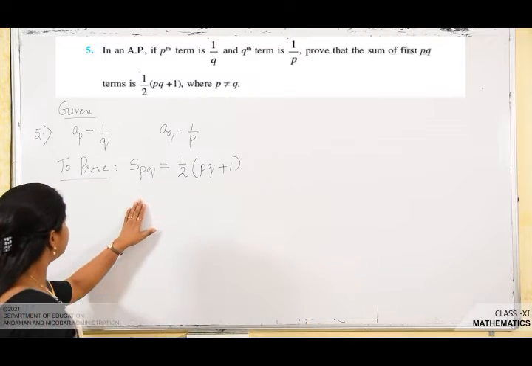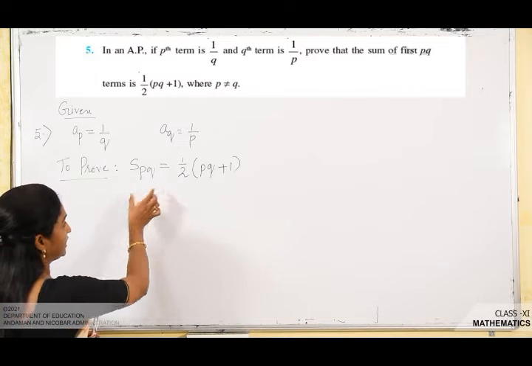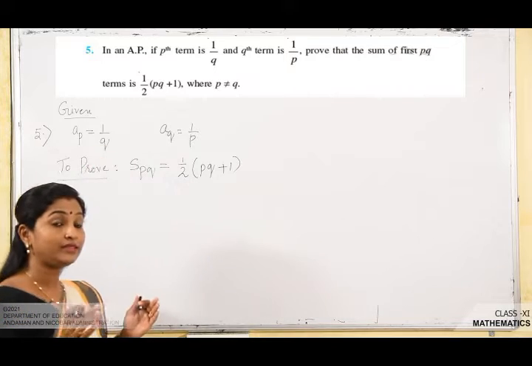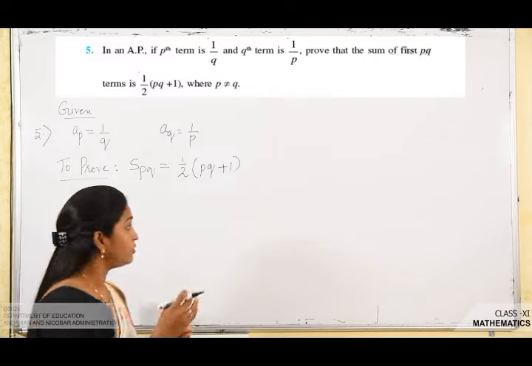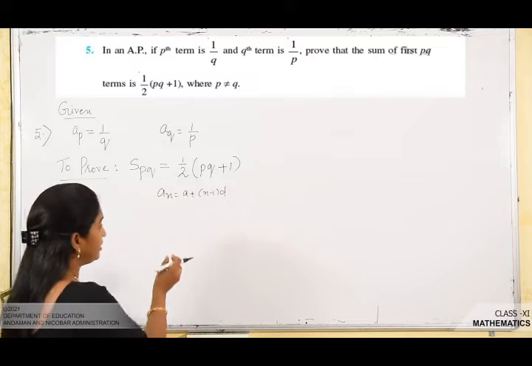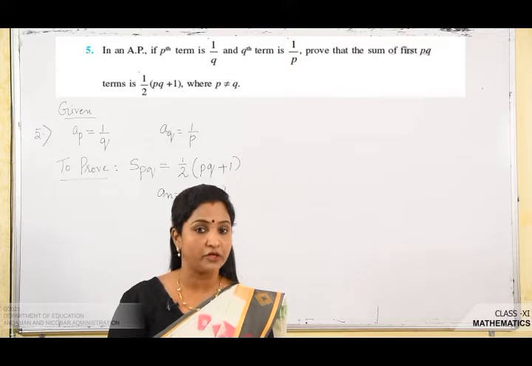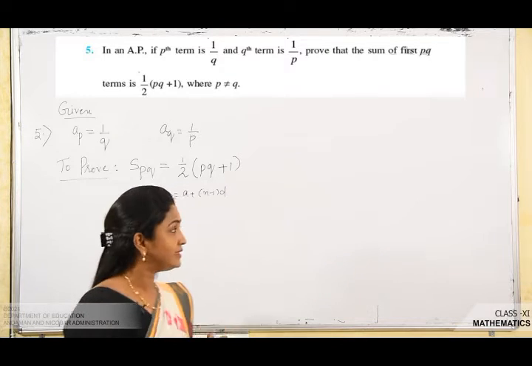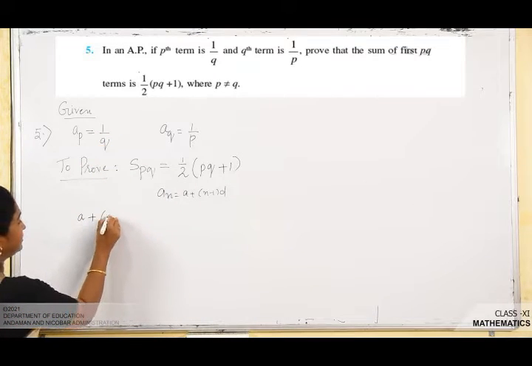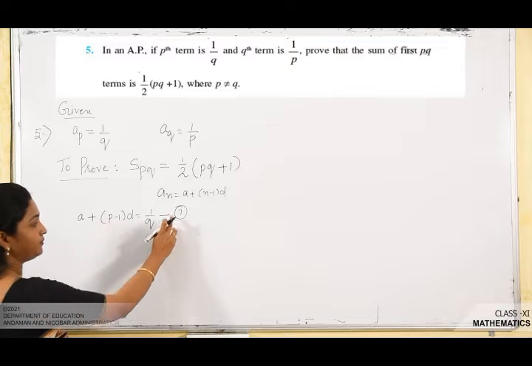Now if you see this question, a_p is given to be 1 by q and a_q is given to be 1 by p. You have to prove that S_pq is equal to half of (pq plus 1). So you have to remember the nth term of an AP: a_n is equal to a plus (n minus 1) into d. Here it's given that a_p is equal to 1 by q. If you take a as the first term and d as the common difference, then you can write a plus (p minus 1) into d is equal to 1 by q. This is equation number 1.